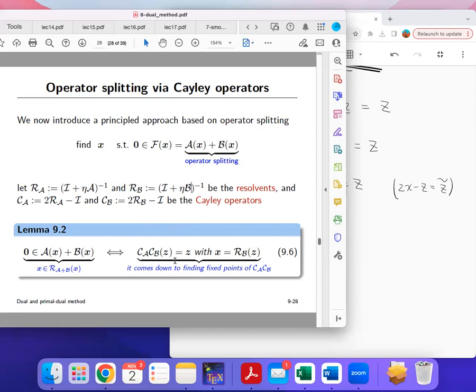Okay, so this fixed point equation, intuitively we can run it. Once this iteration converges to some z, your final solution is this one. So x is your final solution. It's given by the resolvent, the proximal mapping, the resolvent of B applied to Z. So that is the final solution.